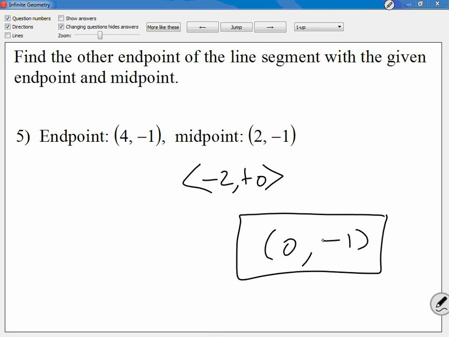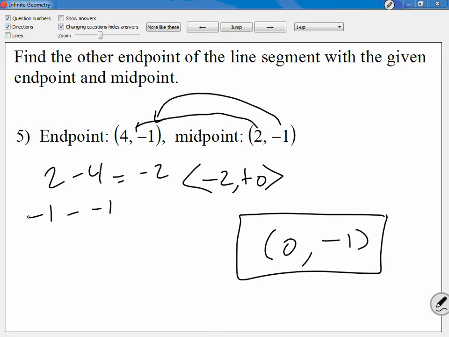If you guys are struggling on the rule, do a reverse subtraction. What I mean with a reverse subtraction is, for the x's, go 2 minus 4. And that will give you negative 2. If I go negative 1 minus a negative 1, then that should give you a 0. So what's the answer? 0, negative 1. Yeah, this is my other endpoint.